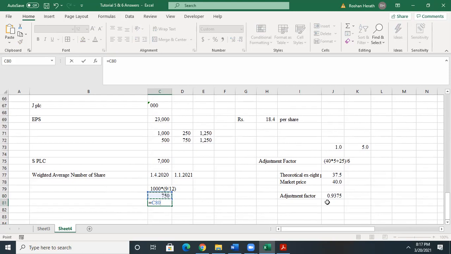There is a dilutive impact, so the earning per share decreases. So for the earning per share to decrease, the number of shares must increase. So if we divide this by the adjustment factor, the shares will increase. Right. Now these shares go to 800.